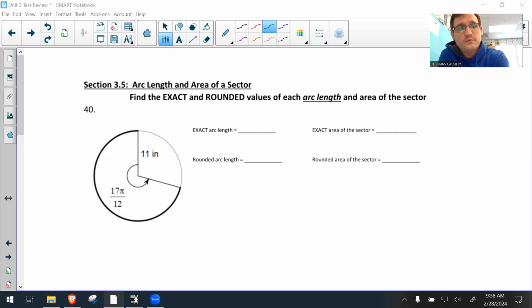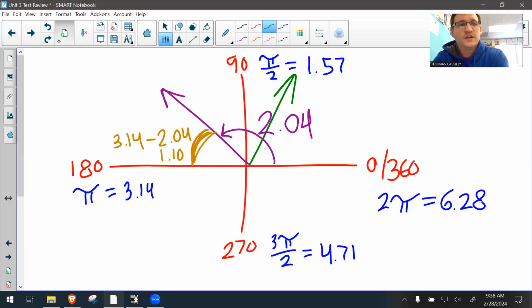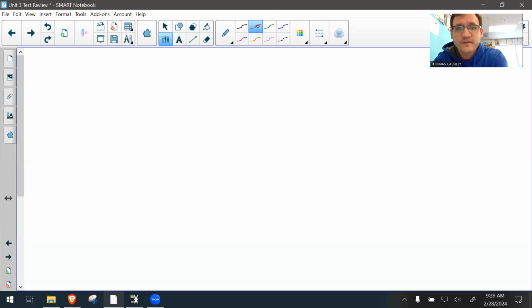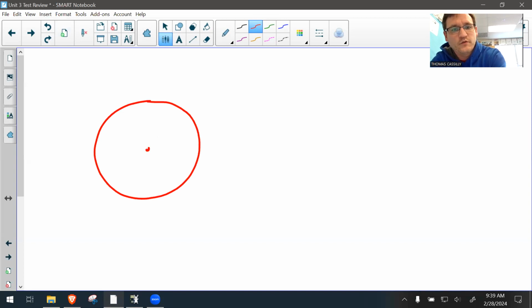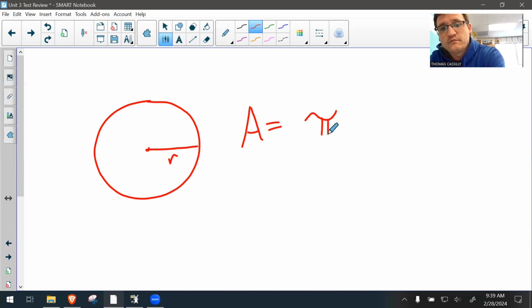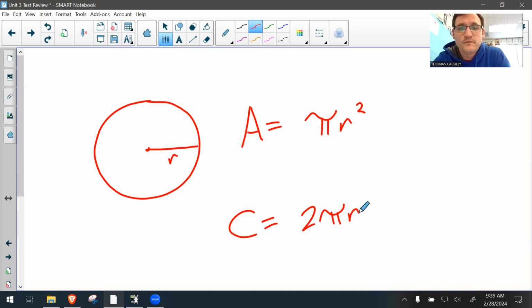Before we jump into this, let's begin with: what is a sector? What is an arc length? Think about a circle. We know circles are defined by the radius. The radius goes from the center to the edge. We know the area of a circle is pi r squared, and the circumference of a circle is 2 pi times the radius. So those are the two formulas.